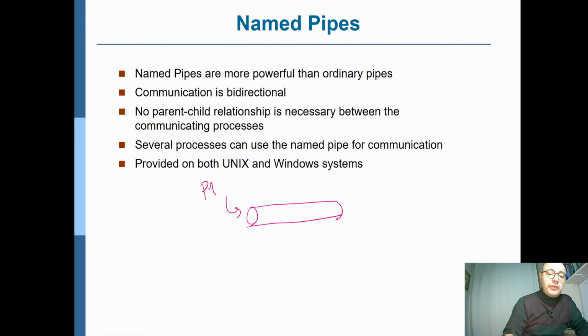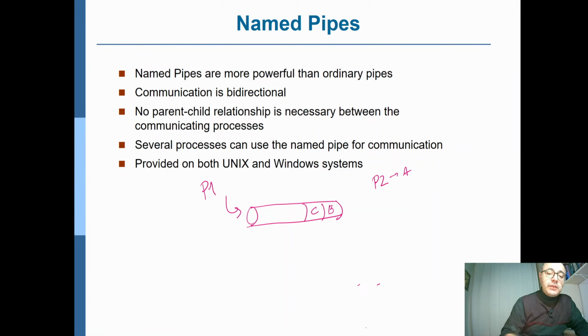Now, assume the following scenario. P1 writes, let's say, A. Then it writes B, so B goes behind A. C goes behind B. Now P2 comes and wants to read something. It will get A, so P2 gets A. So the value A will be removed from here. Therefore, B is shifted here. So here we get C, and C is removed. Okay, that's why it works like a pipe.